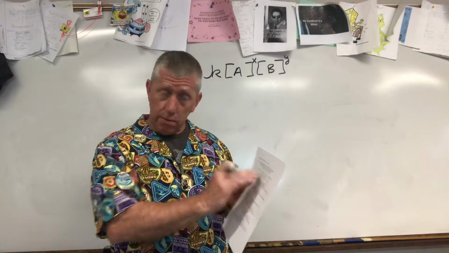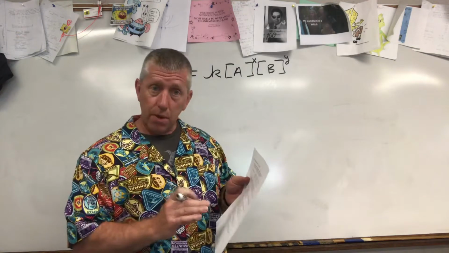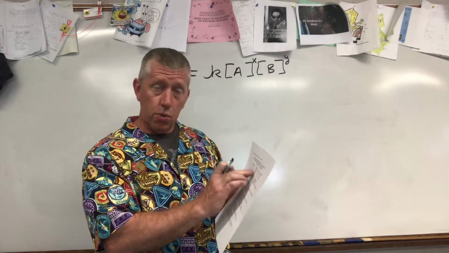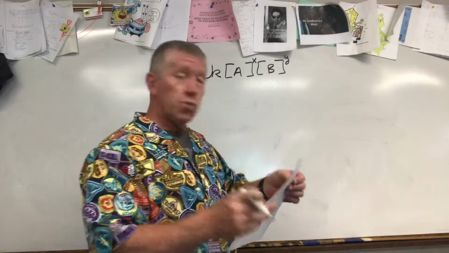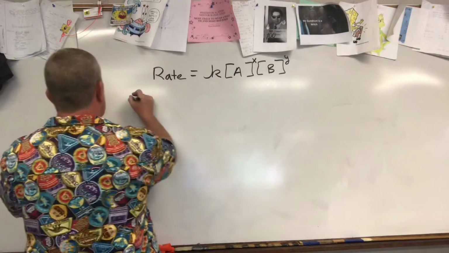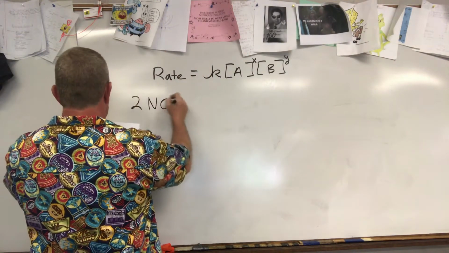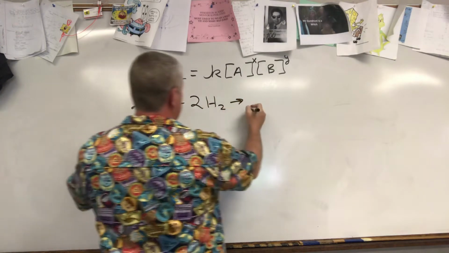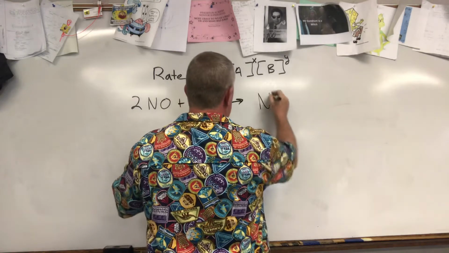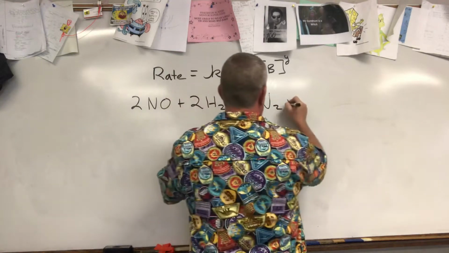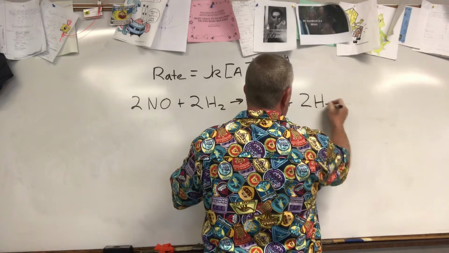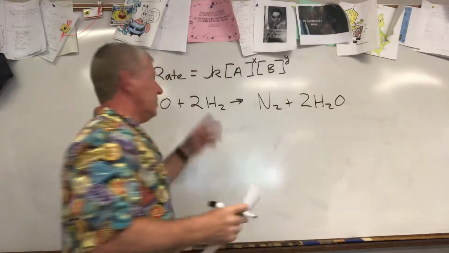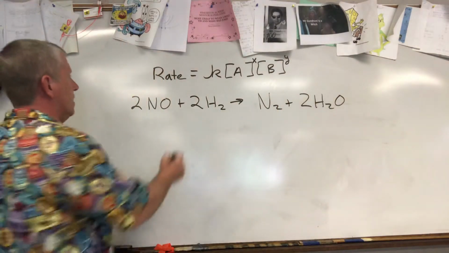Here we have experiment 1, 2, and 3, and we have data for the 2 reactants. Now, let's write the equation down. We've got 2 nitrogen monoxide plus 2 diatomic hydrogen makes 1 N2. This is balanced. So if you don't believe me, go ahead and try it, and 2 waters. So there's my reaction.